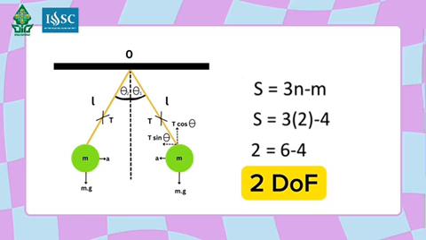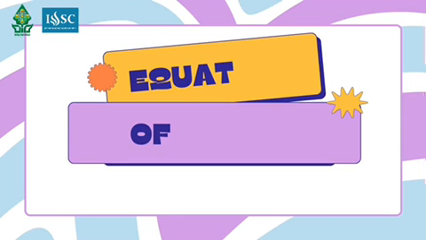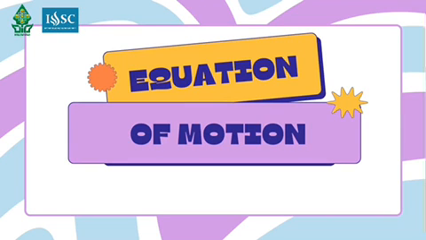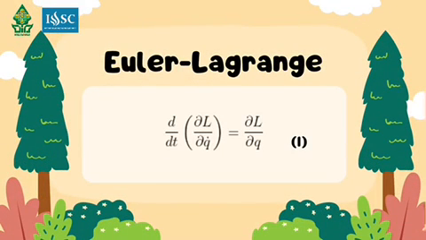So we only need two generalized coordinates. So theta 1 and theta 2 are our generalized coordinates. The degrees of freedom of these two pendulums are theta 1 and theta 2, meaning that objects are free to move in theta 1 and theta 2. To find the equation of the system, we can use the Euler-Lagrange equation.